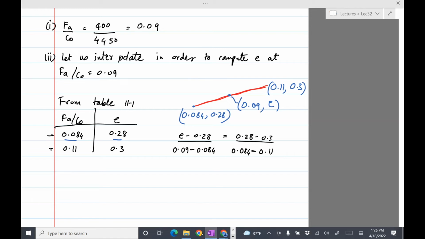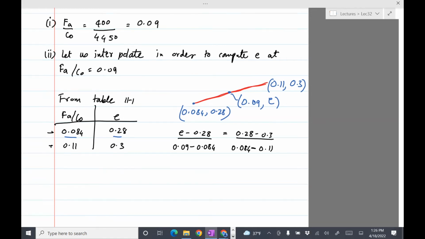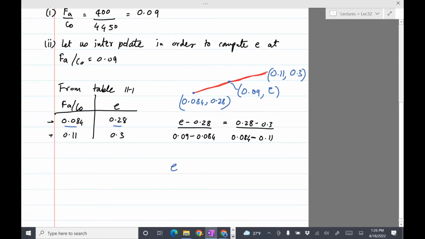Okay, so what that comes out to be should be very close to 0.29 actually. So E equals 0.2846, which is about 0.285. Okay, so we've now computed the value for E.